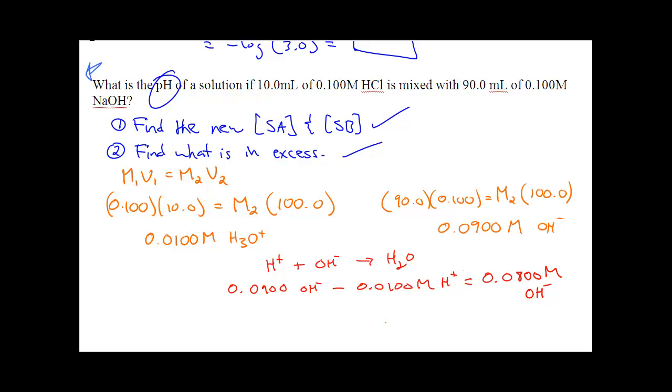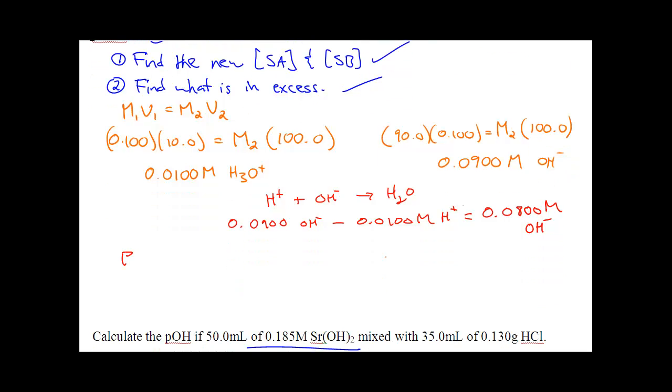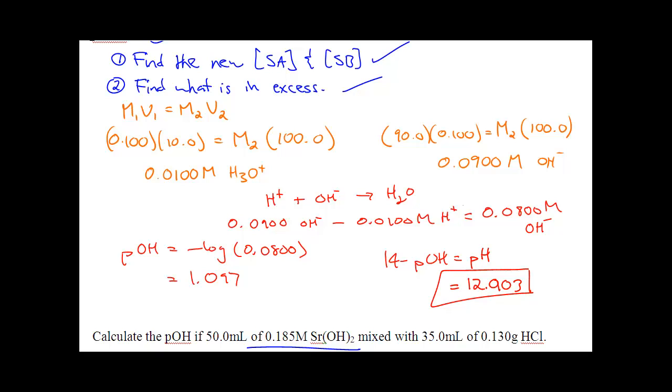This question wants us to find pH, so we have to do a couple of things. We are going to find POH first, and this is 1.097. I did that ahead of time, so I know my answer. Then I'm going to go from POH into pH, which is 14 minus POH equals pH. 14 minus 1.097 is 12.903. There's our answer. Nothing fancy, people. M1V1 you're good at. Subtract to see what's in excess, then do whatever the question wants. You will try one of these in the groups tomorrow, then we'll flip things around and see if you can do things in reverse.